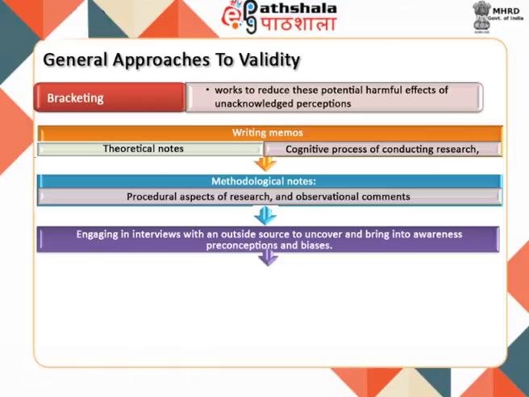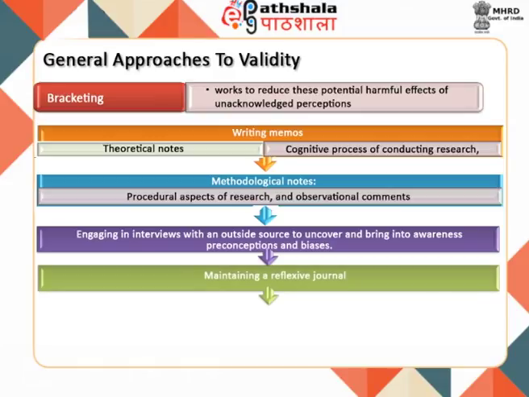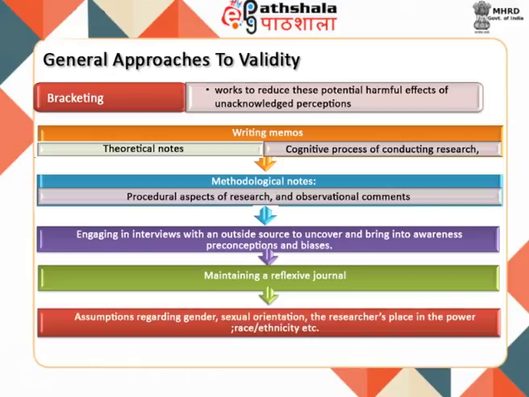Other methods include engaging in interviews with an outside source to uncover and bring into awareness preconceptions and biases, and maintaining a reflexive journal in which preconceptions are identified throughout the research process, which enhances the researcher's ability to sustain a reflexive stance. Aspects to be considered in the reflexive journal are the researcher's reasons for undertaking the research, assumptions regarding gender, sexual orientation, the researcher's place in the power structure, race, ethnicity, etc.